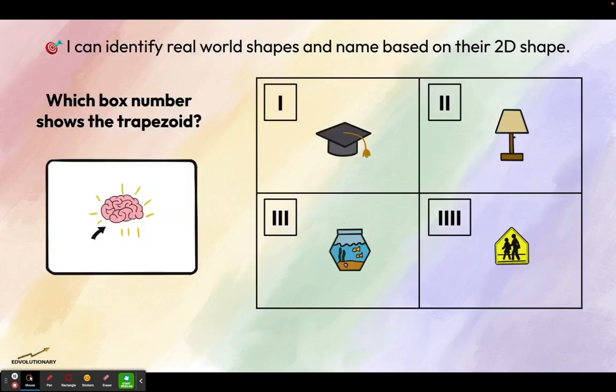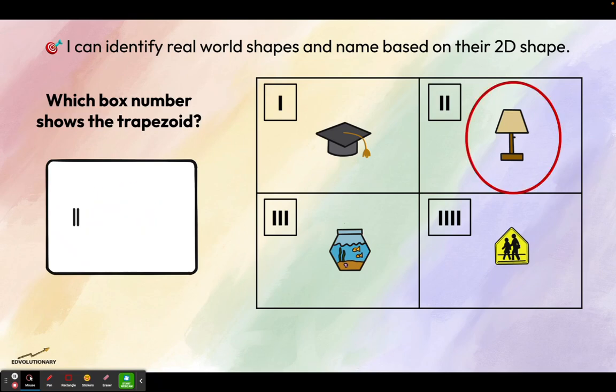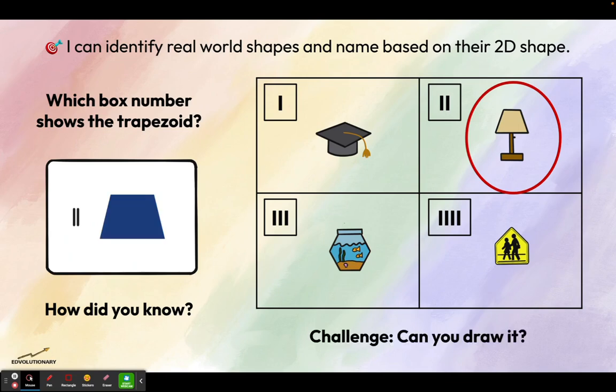Are you ready for a challenge? And so now we're going to have them try to identify shapes. So which one shows the trapezoid? Give them a second to think about it, write it on their board, show them. How did you know? There it is. Challenge, can you draw it? And there's a few of those. So the last day really is about using shape language, and more weeks coming forward will also use shape language. So let me know if you have any questions.